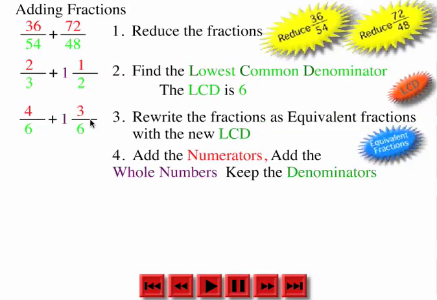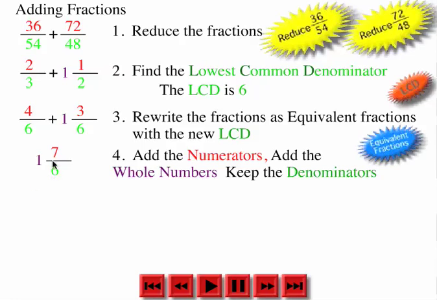So we have 4/6 plus 1 and 3/6, and then we just add the numerators. 4 plus 3 is 7, and then add your whole numbers. We only have the one whole number, so 1, and keep the denominator, 6. So 1 and 7/6. That's an improper fraction.